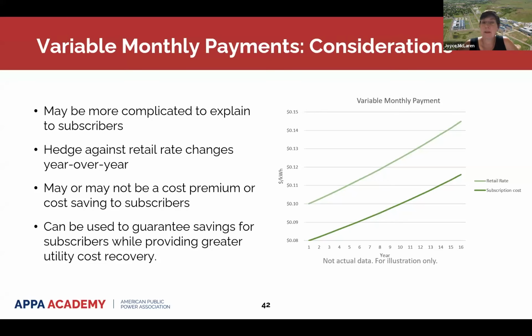So the next slide is the considerations for variable monthly payments. Again, a little bit more complicated to explain to folks, but you can hedge against retail rate changes year after year. You can ensure that the subscription cost is always less than the retail rate cost. So that's something that folks are going to have an easier time to sign up for. Like, well, maybe the subscription price will increase, but I will always be paying less than the retail rate.